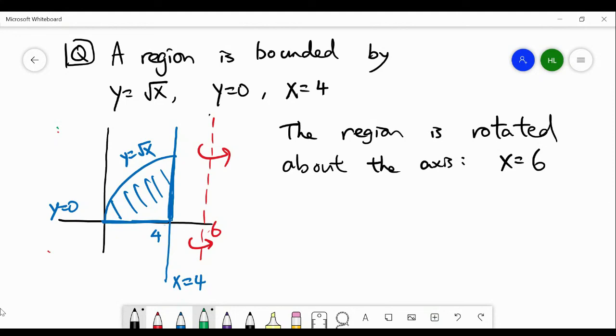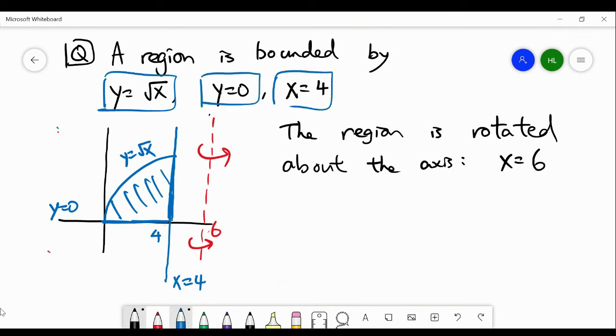So in this current problem, we are looking at the region bounded by three lines. Please take a look. The current region drawn is bounded by the three lines x equals 0, y equals square root of x, and x equals 4. Please take a look at the blue shaded region bounded by the three lines.